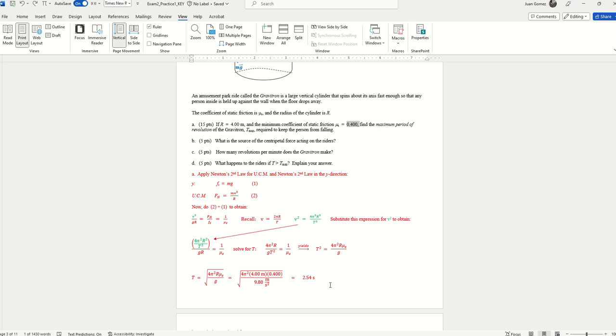So if it takes longer than 2.54 seconds to do one revolution, that means it's rotating too slowly, and the rider will slip out.